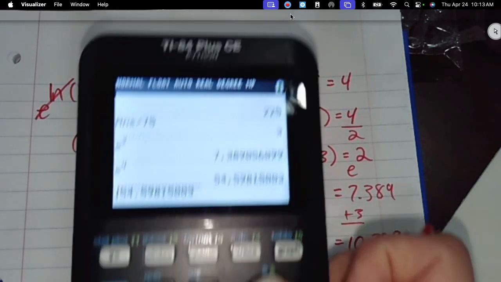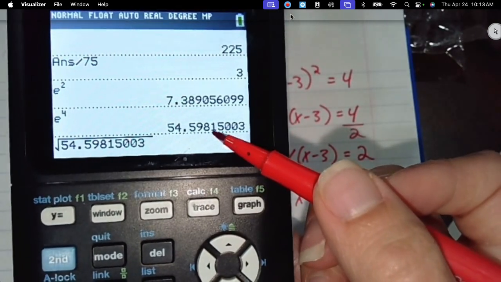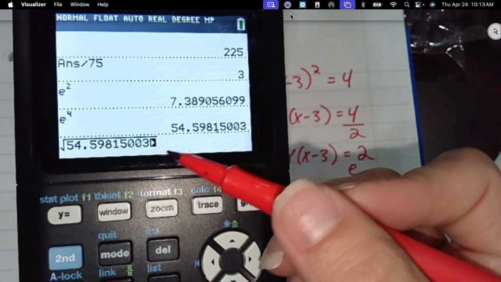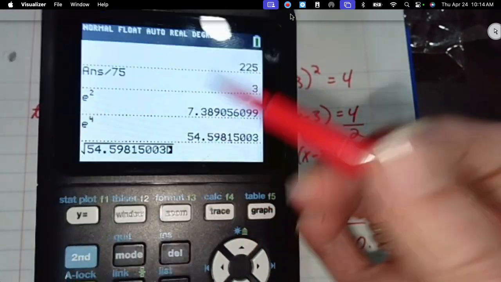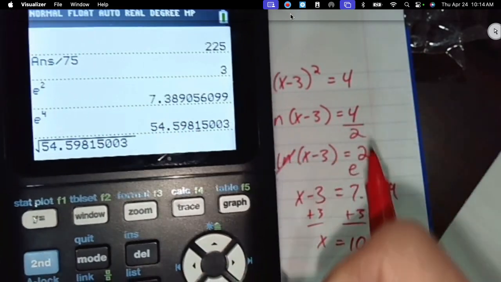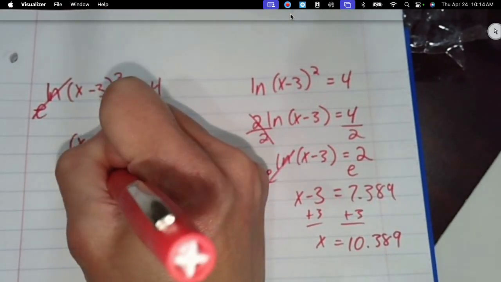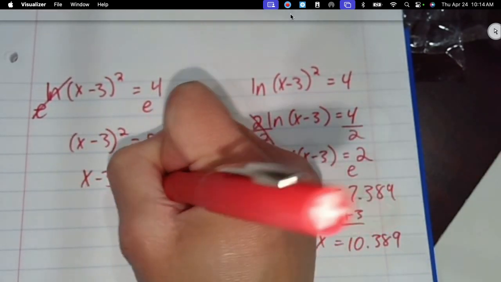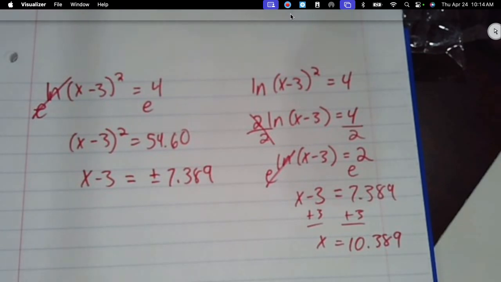Okay, look. If I square root this number, I don't want to just type in 54.6. I'll go up to it and select it. Okay, and I get 7.389. But watch this. When you square root something, guess what? It has to be plus or minus that number. Did y'all remember that? It could be the positive or negative.